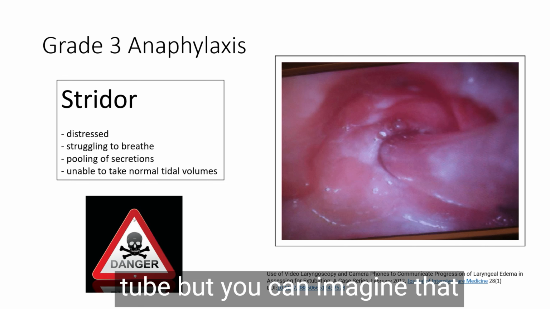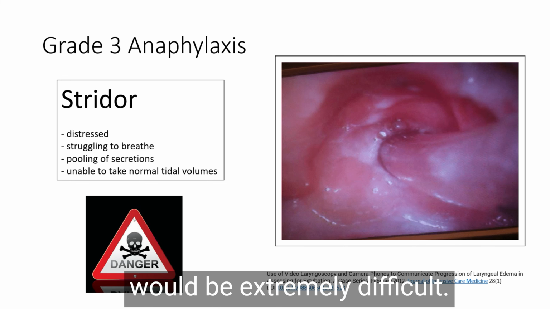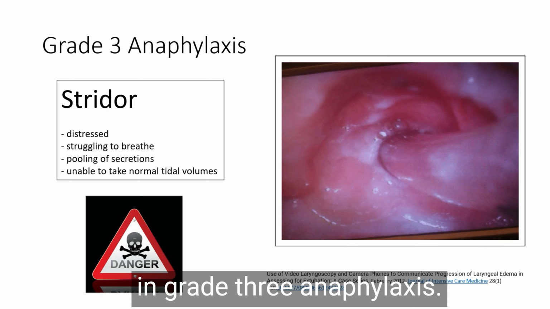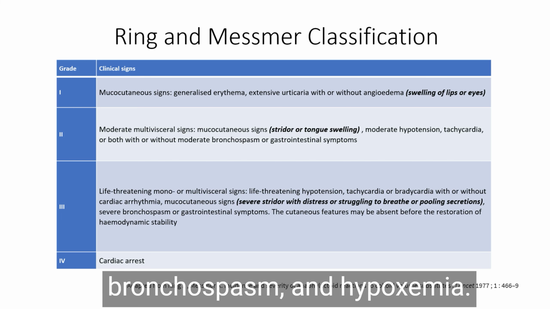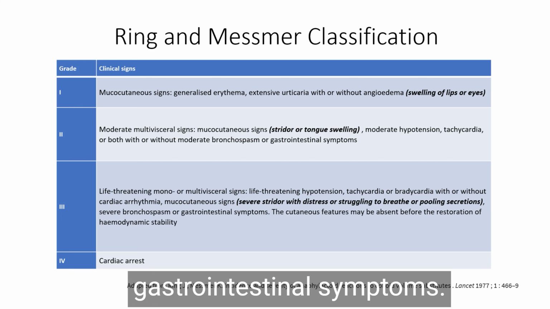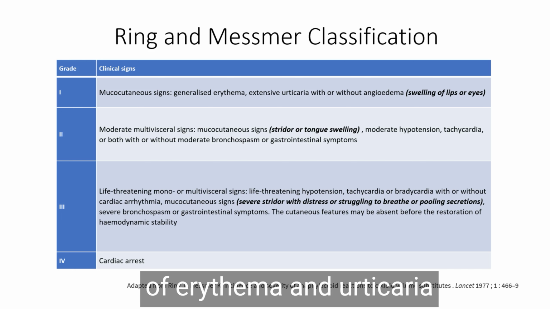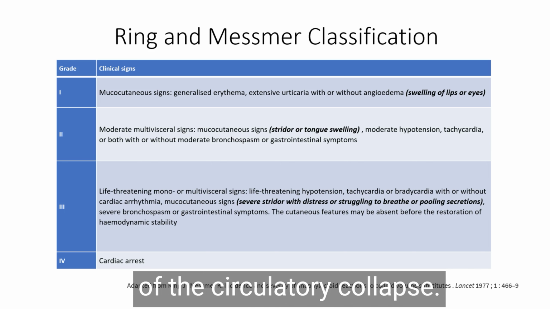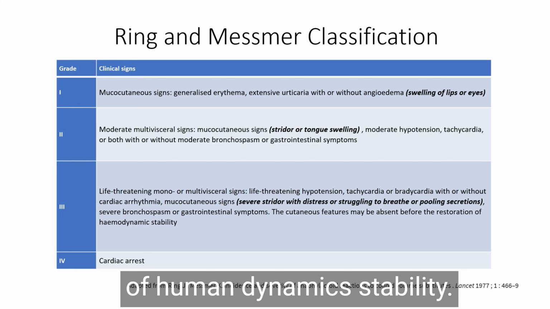You can see the endotracheal tube, but you can imagine that trying to intubate a patient with severe laryngeal edema like this would be extremely difficult. This is the type of life-threatening laryngeal edema that can occur in grade 3 anaphylaxis. The patient could have severe bronchospasm and hypoxemia, and they may also have gastrointestinal symptoms. And it's important to note here that the cutaneous features of erythema and urticaria may be absent in these patients initially because of the circulatory collapse, but the cutaneous features may appear after restoration of hemodynamic stability.